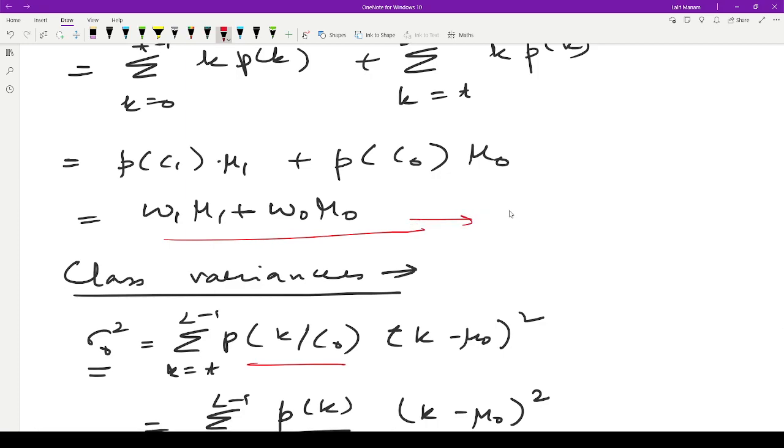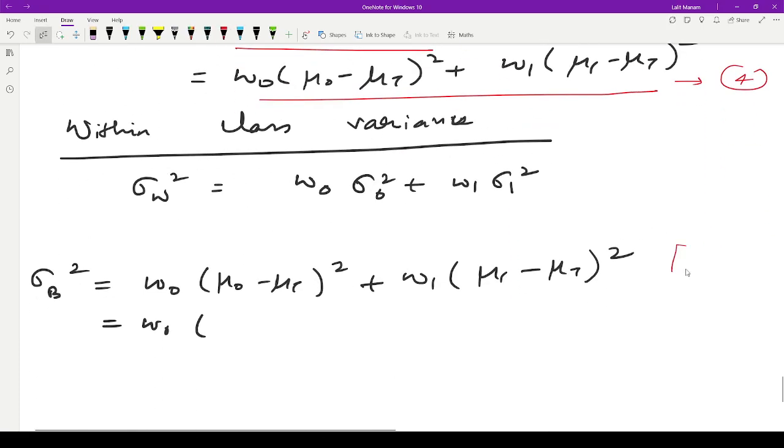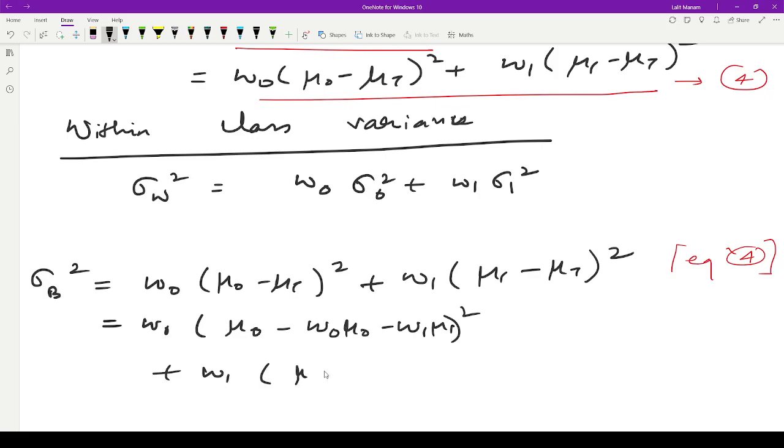Okay, my labeling might be wrong, so I'll just write it as A here. This is equation 4, and I'll use mu t as w naught mu naught plus w1 mu1, plus omega 1 mu1 minus w naught mu naught minus w1 mu1 whole square. So this is coming from equation A.